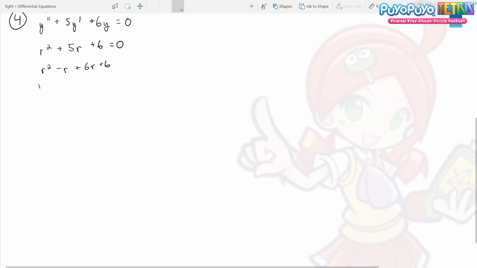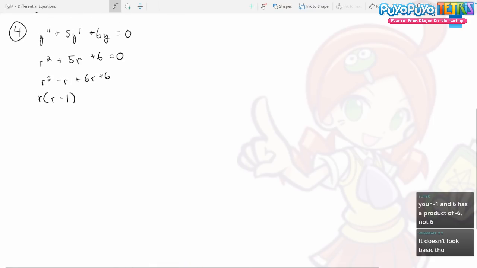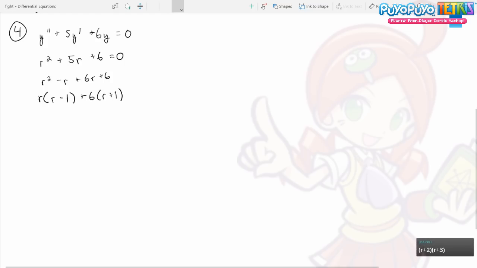So then you factor out r from this, you get r minus 1. But then from here you get... you don't get the same thing. Why am I getting tripped up by something so easy? Oh, product of 6. Wait, why did I do a negative 1? Then how do you get a 5? Just kidding, this doesn't work. I'm so dumb. How do you do this?